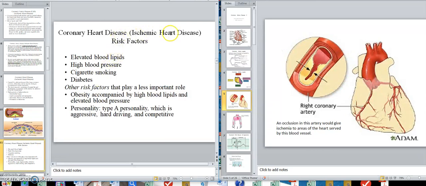So what are some of the risk factors for this? Elevated blood lipids, high blood pressure contributes, cigarette smoking, diabetes. Diabetes contributes because of the way diabetics carry lipids.